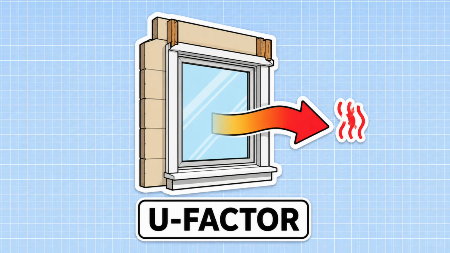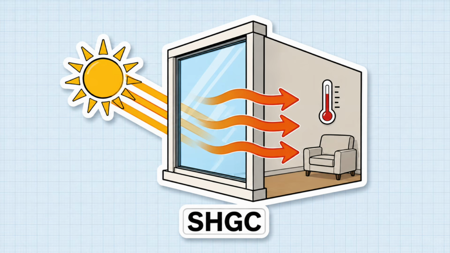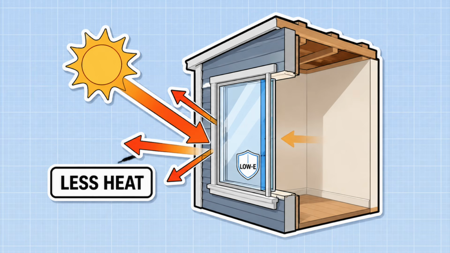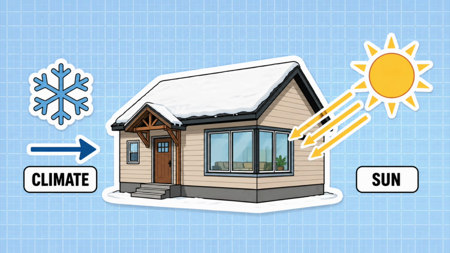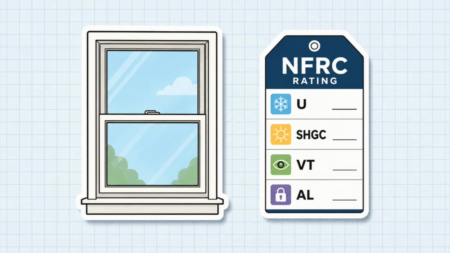Energy ratings matter too. U factor measures heat loss through the whole window. Lower U factor usually means better insulation. SHGC means solar heat gain coefficient, or how much sun heat gets through. In hot climates, lower solar heat gain can help reduce heat entering the house. In colder climates, the best choice can depend on orientation, sun exposure, and energy goals. Air leakage tells you how much air slips through the window assembly. The NFRC label is the cheat sheet for comparing windows beyond marketing claims.